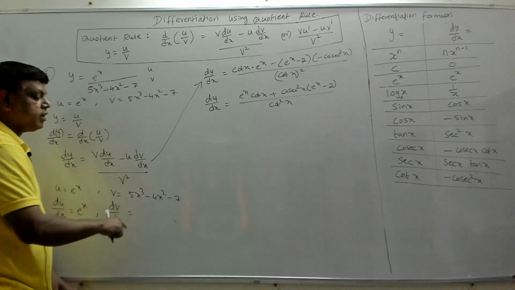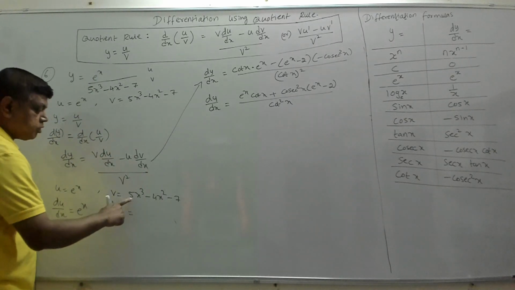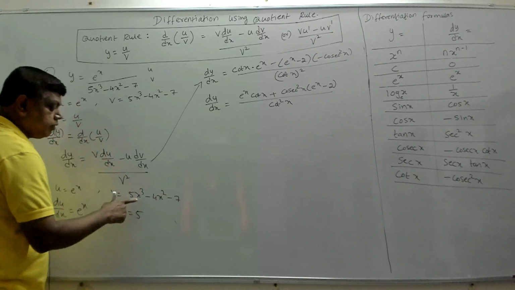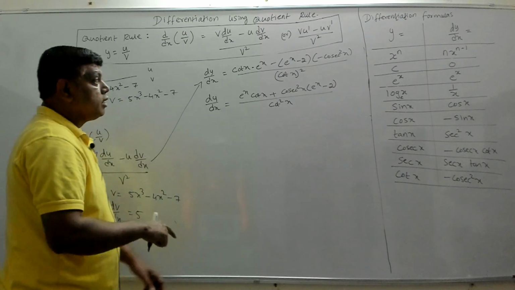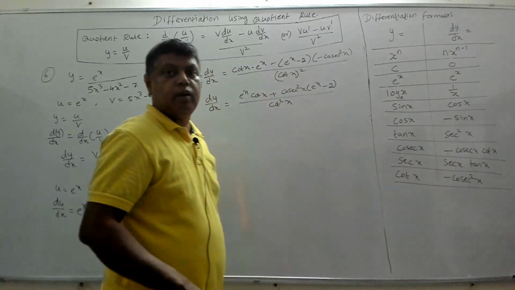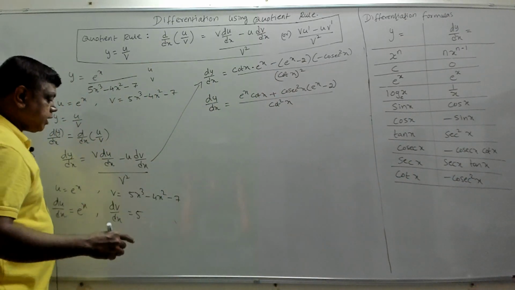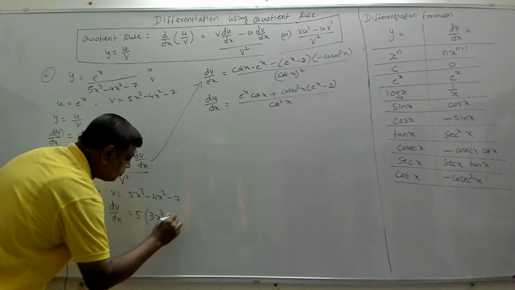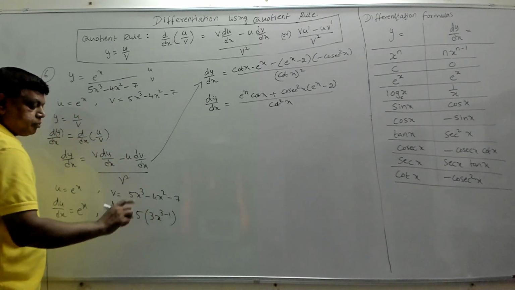Now differentiation of 5x cube. 5 is a constant and it comes along with x cube, so you should retain 5 as 5. And differentiation of x cube is in the form of x power n. X power n differentiation is n x power n minus 1. So n, which is 3, x power 3 minus 1, where n is 3.